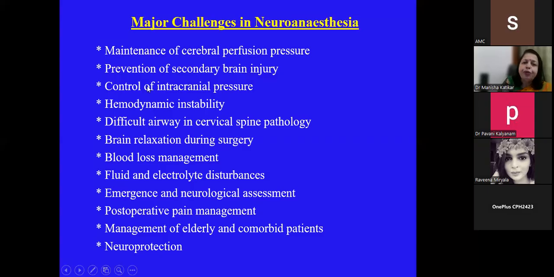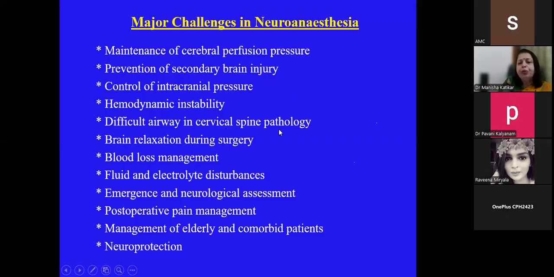In very few cases, we monitor intracranial pressure, but what we are monitoring is the mean arterial pressure, the blood pressure of the patient. And why is this important? This will prevent a secondary brain injury. We do get cases with difficult airway, and this is very challenging.